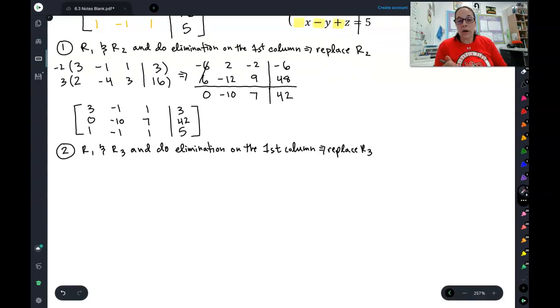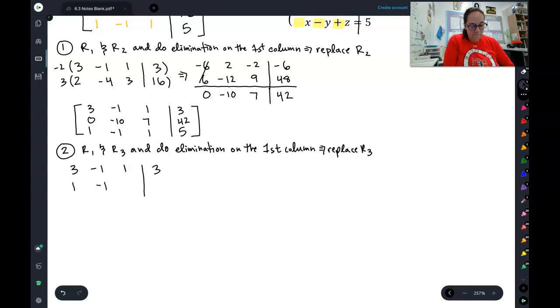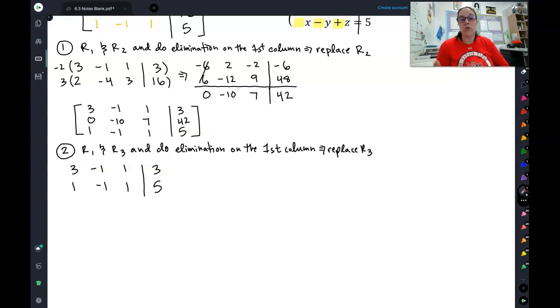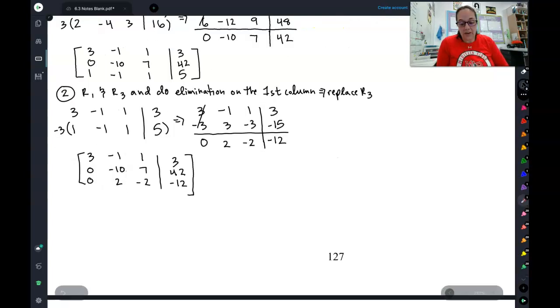Now that we've done one, I would like you to pause the video and try this one. So take the first row and the third row, and do elimination on the first column, and then replace the third row with that answer. So pause the video, try that process on your own, and then come back to check and see how you did.